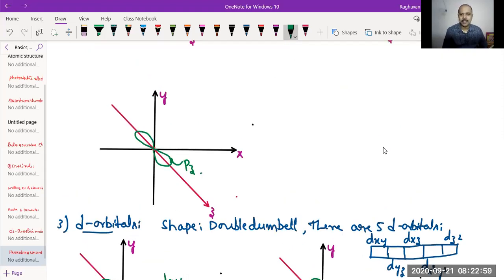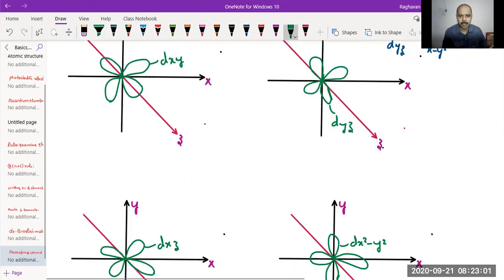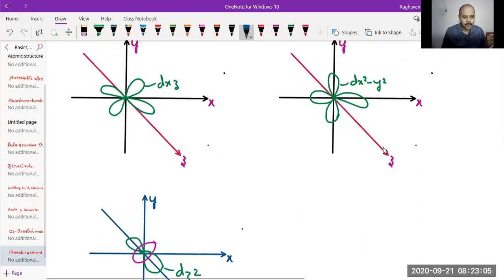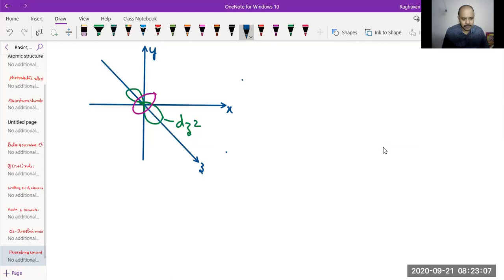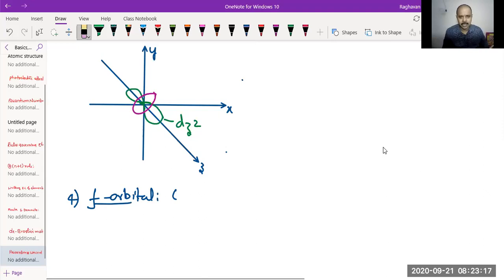Okay, and the f subshell is very complex in structure. The d itself is like that, so f will be very complex. So for the f orbital, when it comes to shape, we simply say it's a complex structure.